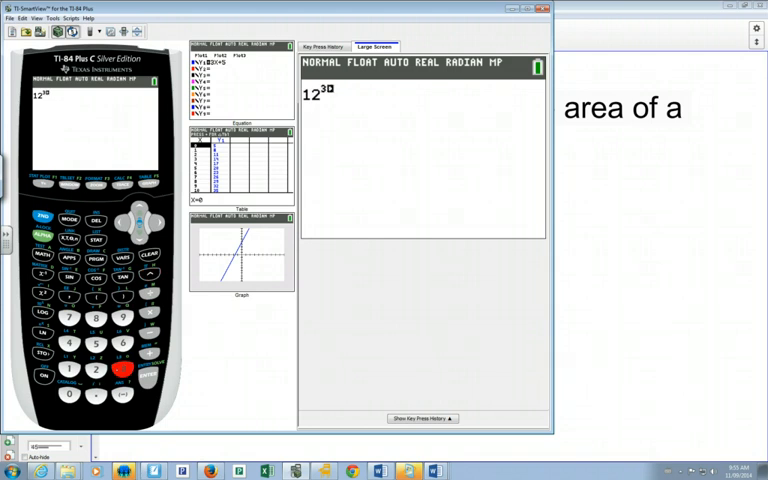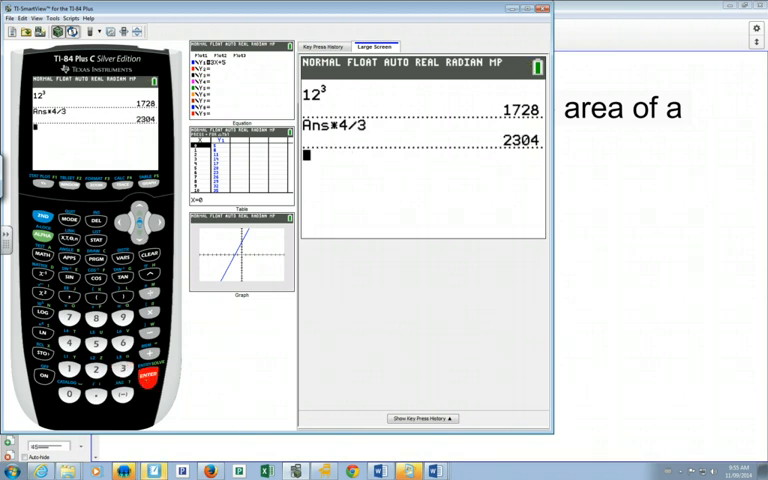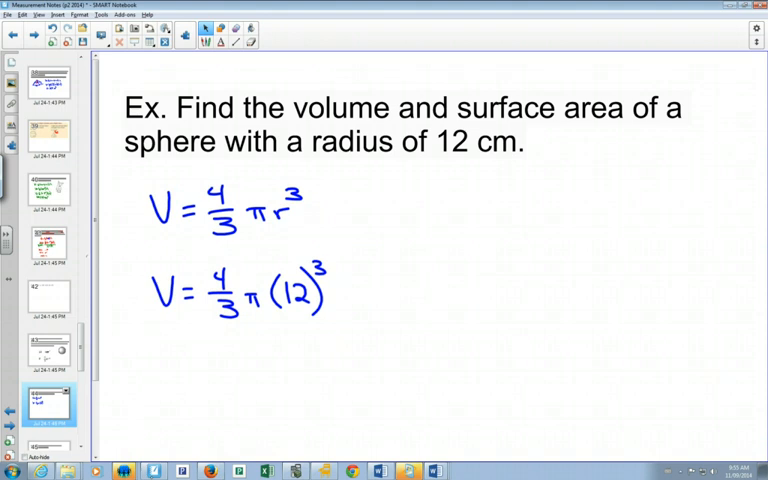So 12 cubed, 1728. And if I multiply that by 4 and divide by 3, 2,304. 2,304 is if I put all the numbers together. Can you see that I haven't done the pi yet? Okay, so this volume would be 2,304, and it still needs to be multiplied by pi.